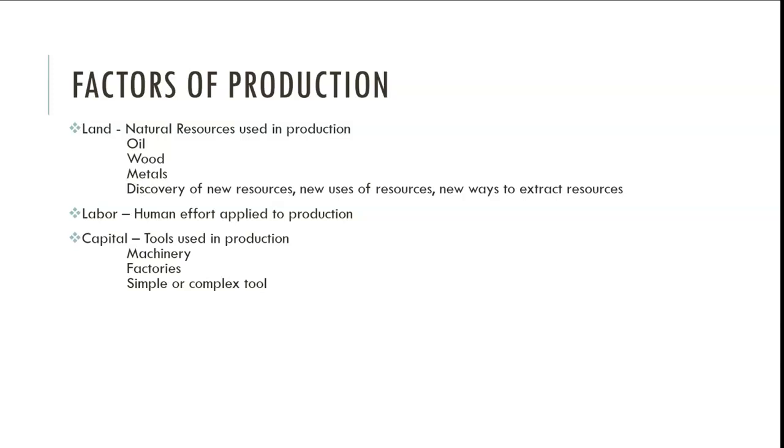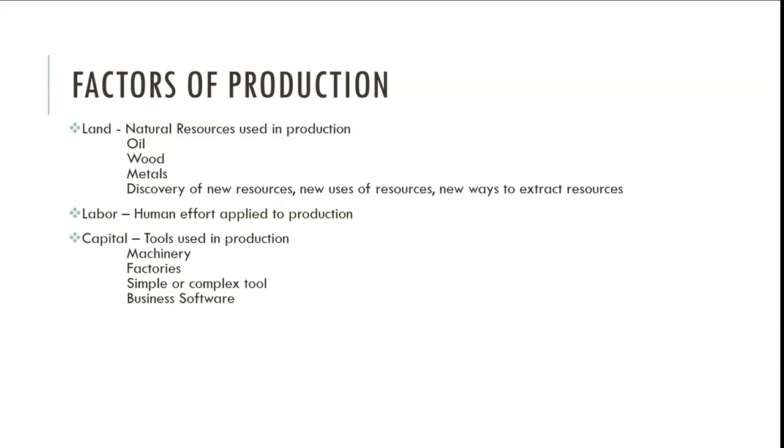You're going to be able to dig more holes, dig faster. A complex tool for farming might be a tractor. Now you don't have to dig individual holes, you just drive the tractor around and it pokes all the holes in the ground for you. Capital could be business software, some sort of technology that is used in the production process as well.